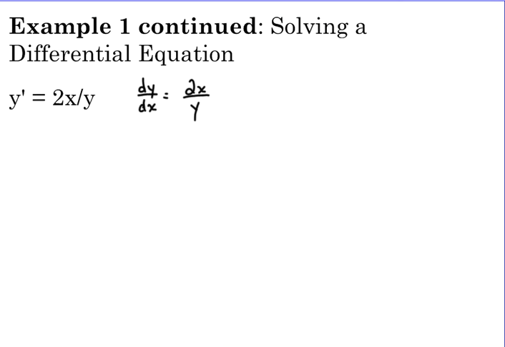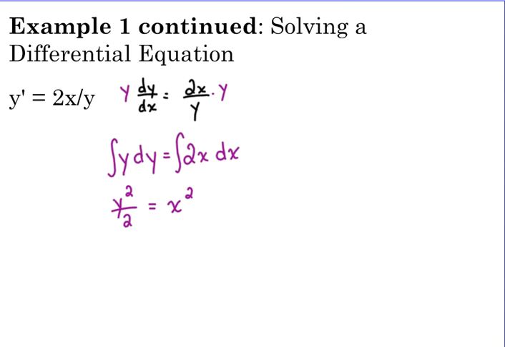Now, the good thing about this problem is that when we move things, we don't end up with 1 over y. Because right now, y is in the denominator, so when we move it, we multiply by it. So we get y dy is equal to 2x dx. Integrate both sides. The antiderivative of y would be y squared over 2. The antiderivative of 2x would be x squared plus c.